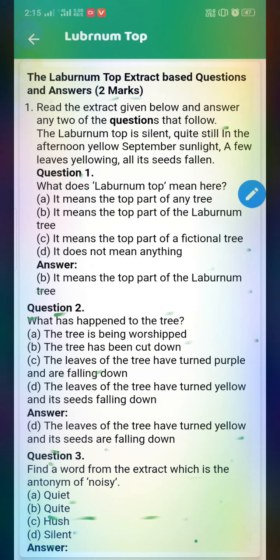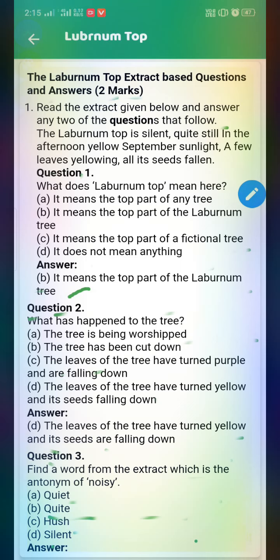The laburnum top is silent, quite still in the afternoon, yellow September sunlight. A few leaves, all its seeds fallen. Question first: what does the laburnum top mean here? The answer is: it means the top part of the laburnum tree.